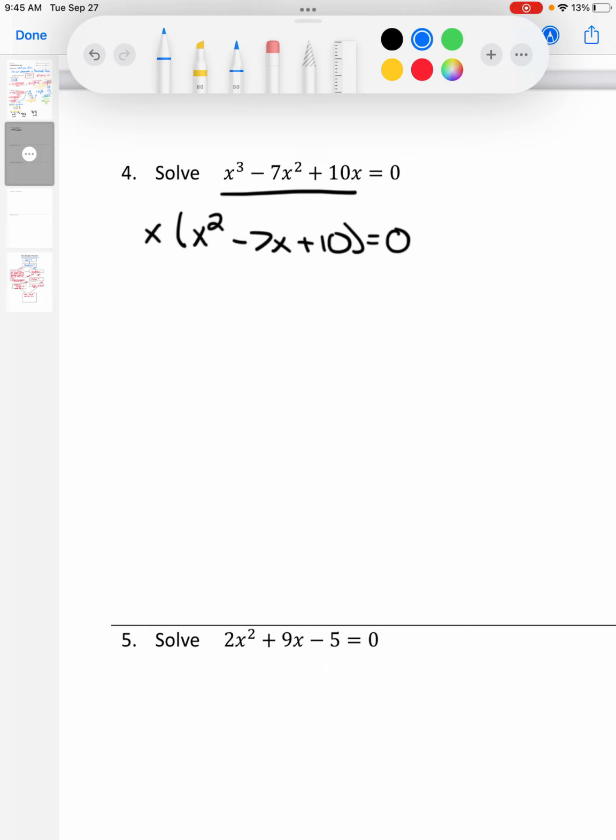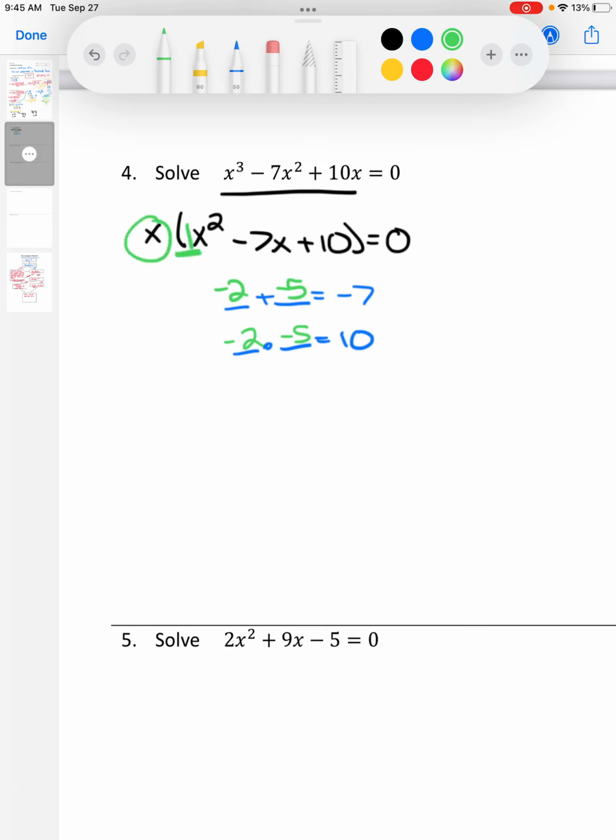Okay, and then now, do we have a quadratic? Yes, we have a quadratic. Can we factor this quadratic? Well, let's see. Find two things that add to 7, two things that multiply to 10. Well, that's -2 and -5. Can I use my shortcut method? Yes, because the a value is 1.